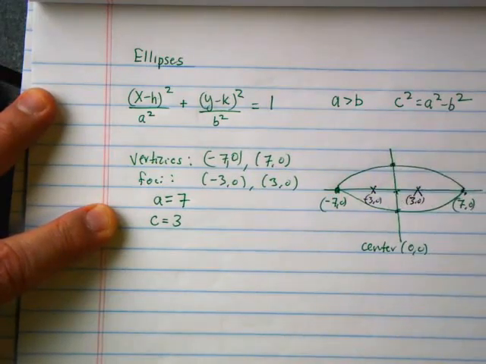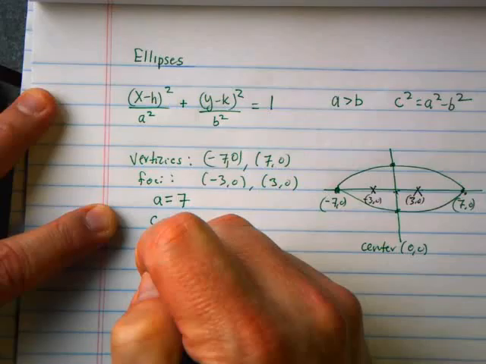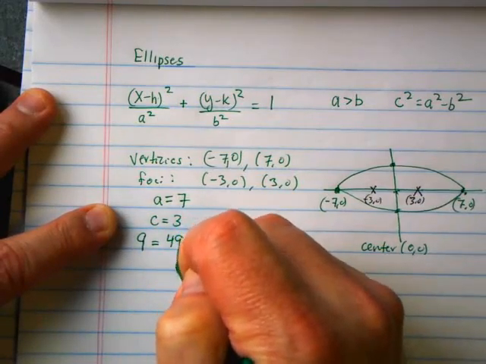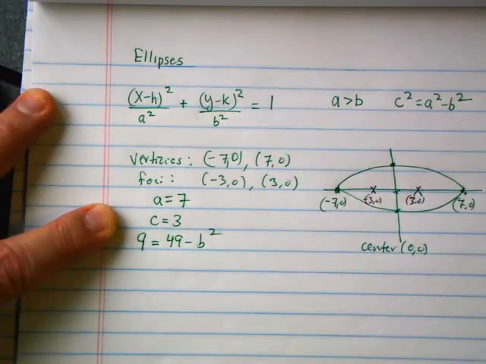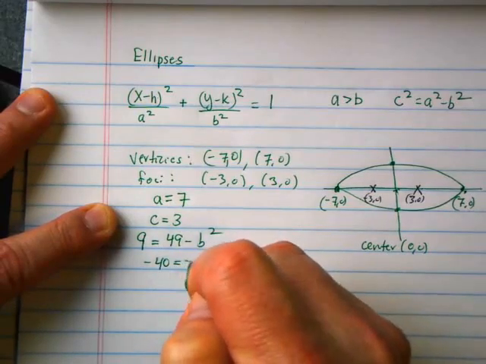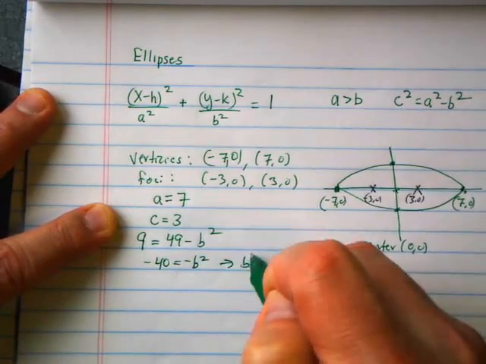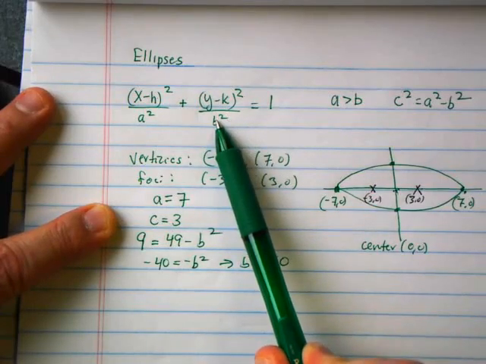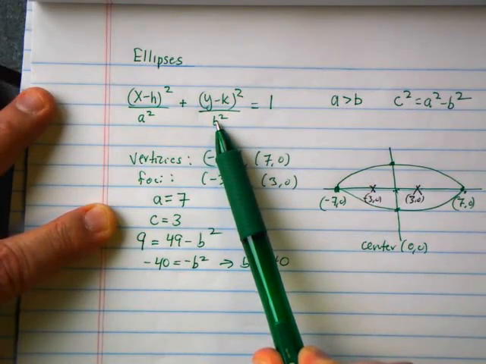c squared equals a squared minus b squared. So 9 equals 49 minus b squared. So minus 40 is minus b squared. So b squared is 40. And truthfully, I really don't want to know b. I really want to know b squared anyway. So I'm just going to leave it as b squared equals 40. Why do I want to know b squared and not really b? In my equation up above, I have a b squared, not a b. So I might as well just leave it as b squared.